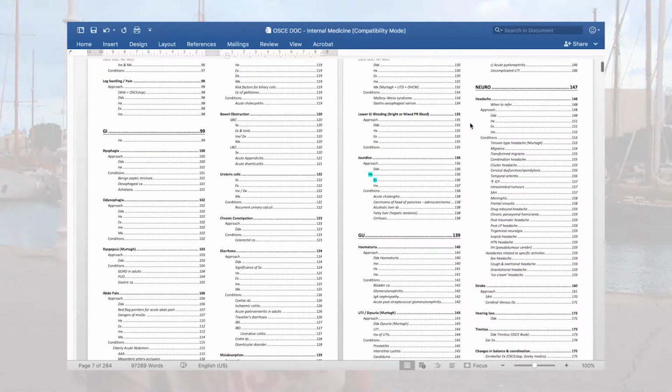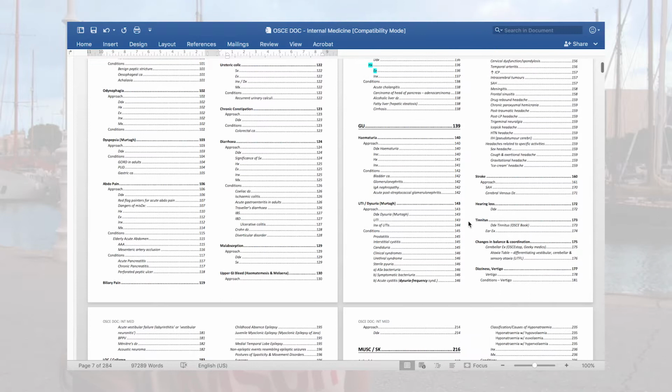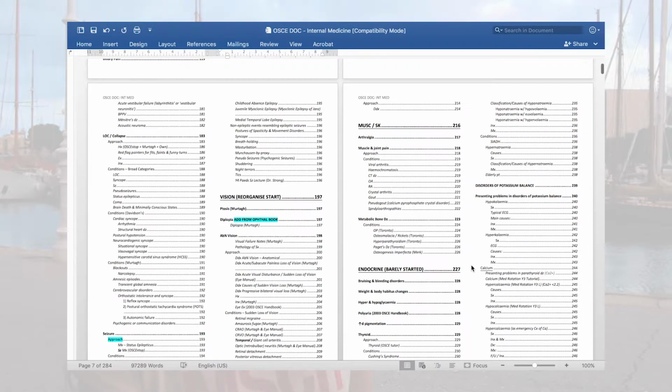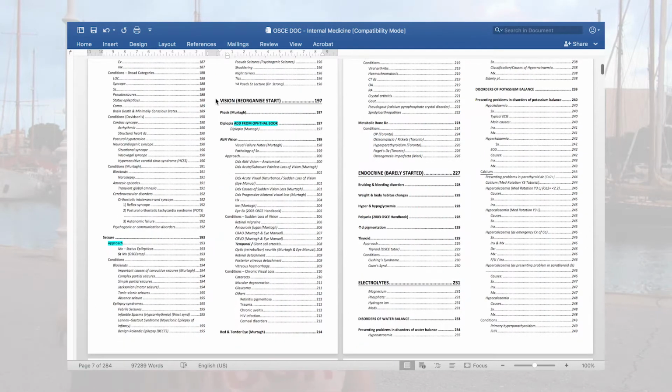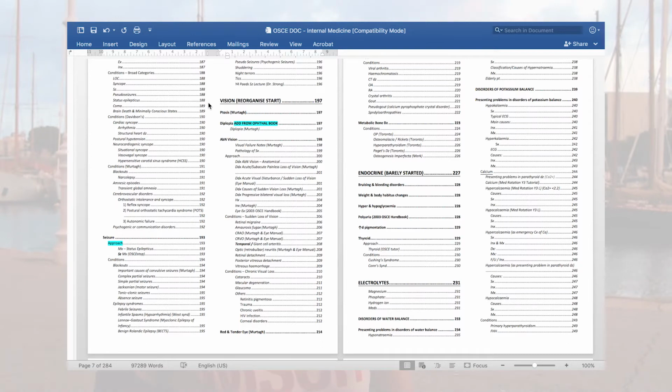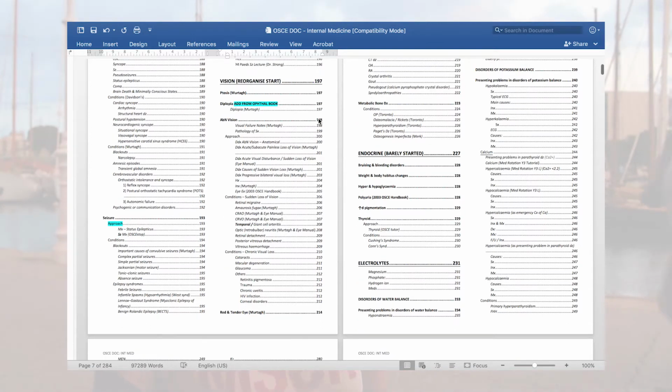Within each system I then have different sections for the testing areas. So for example, if we go down to neuro, you can see I have headache, stroke, hearing loss, tinnitus, changes in balance and coordination, dizziness, vertigo, loss of consciousness or collapse, and seizure. I have a whole separate section for vision or eyes more generally, which I've just tacked on after neuro. Let's look at abnormal vision.